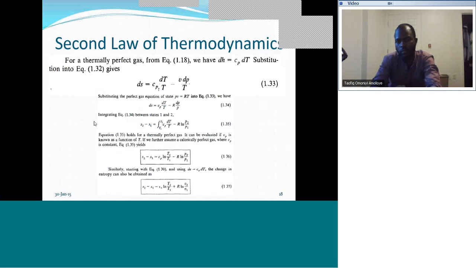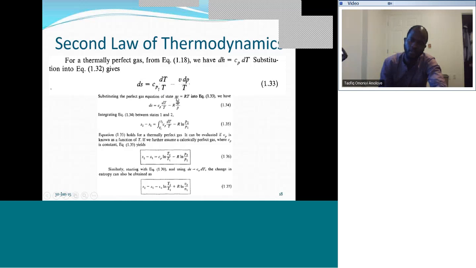Then if we try to find a way to treat this portion of the equation, in order to do the integration, we need to have it as a function of P. So if we use the perfect gas equation of state, noting that Pv equals RT, we can find an expression for v over T, and that is just R over P. When we substitute that into the equation, we have equation 1.34, where ds is equal to Cp dT over T minus R dP over P.